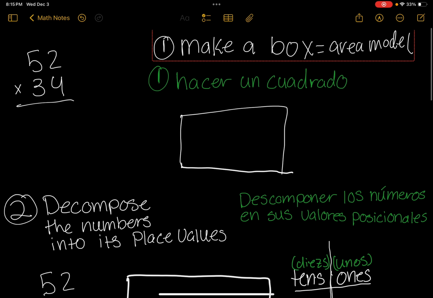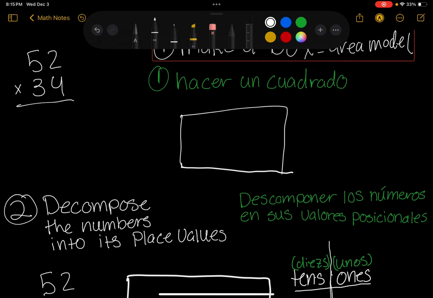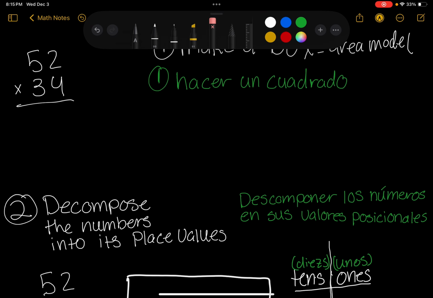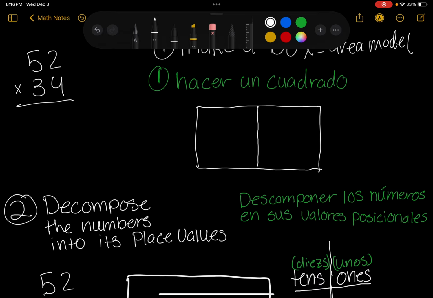Now, my very first step I want you guys to do is literally just make a box. Make a box, make a square, just make a box like so. Now, this is a horrible box. Next, what I want you guys to do is to partition the inside. Partition means just cut it up, make smaller boxes. So you should have 4 smaller boxes inside, like this.